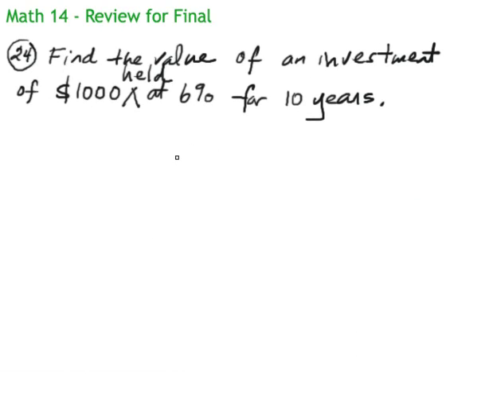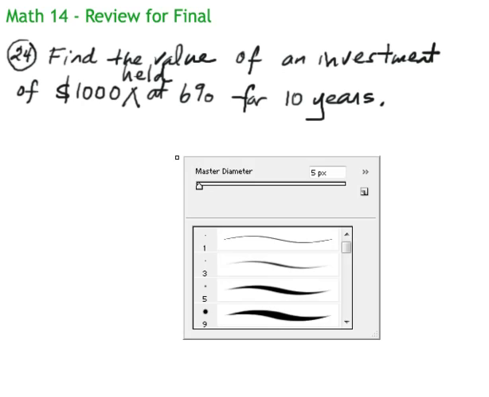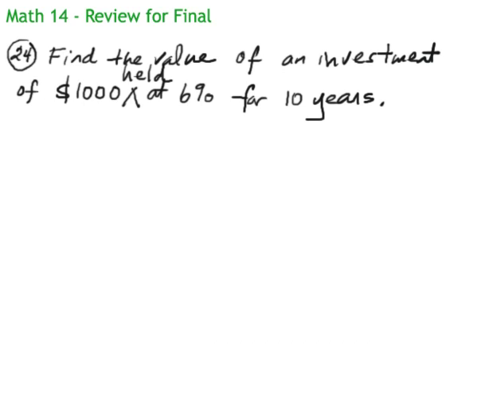Okay, number 24, we want to find the value of an investment of $1,000 held at 6% for 10 years. So first we write down our basic formula here. Okay, so here we have y equals P, standing for the principal, that's the $1,000, e to the rt. Let me add here, compounded continuously.